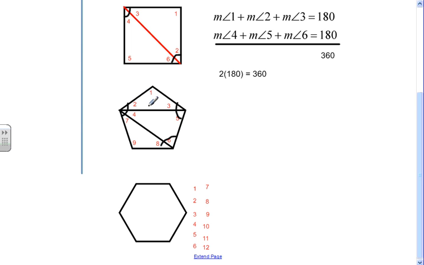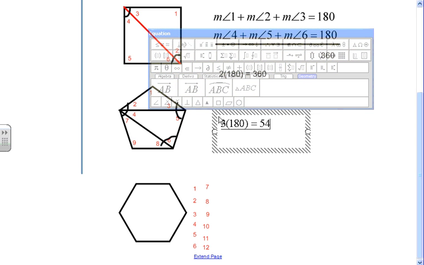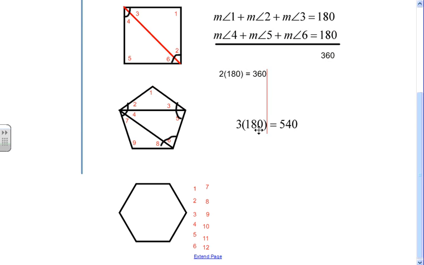Well, what did we say? Angles 1, 2, and 3 add up to 180. 4, 5, and 6 add up to 180. And 7, 8, and 9 also add up to 180. So that means that the sum of these angles adds to 3 times 180, which is equal to 540. You'll have to trust me on the math there.